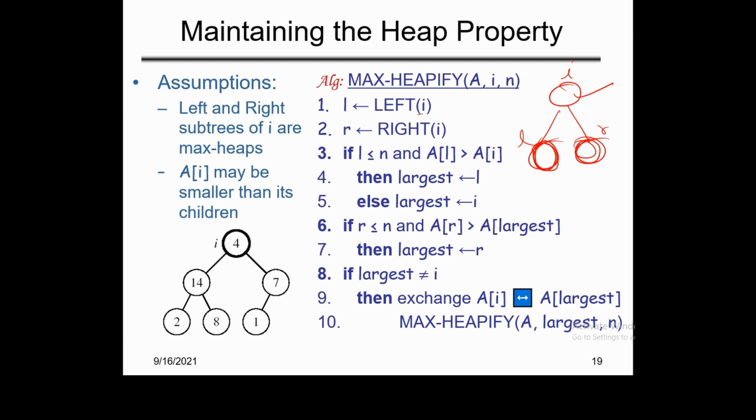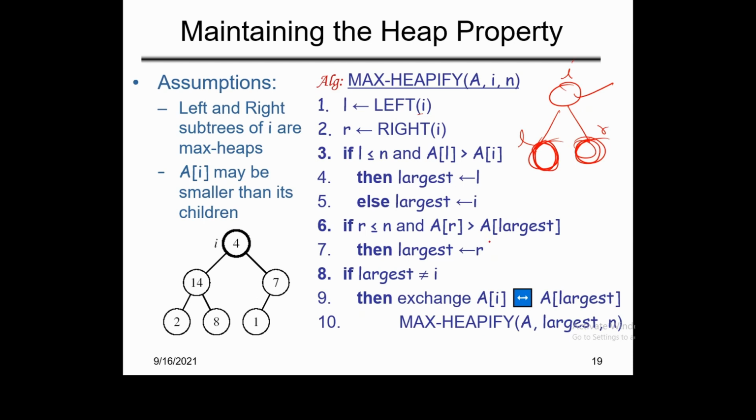So what is happening here is, first we compare the value of this i with its left child l, comparing A of l greater than A of i. If suppose it is the largest one, then the largest will be l. Otherwise, largest will be i. Now this is an operation like we are given three numbers and we want to find out the largest one. Now we will compare the largest one with the last element, that is the right child.